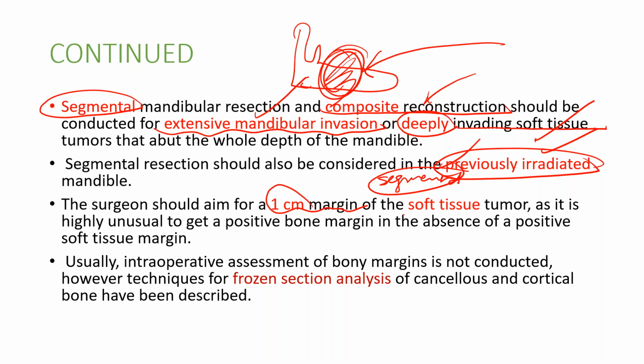A 1 centimeter margin is always required for a soft tissue tumor. Remember this: 1 centimeter minimum. If this is the tumor, you have to go for a 1 centimeter margin. That is important for head and neck. So you also have to go for frozen section analysis.